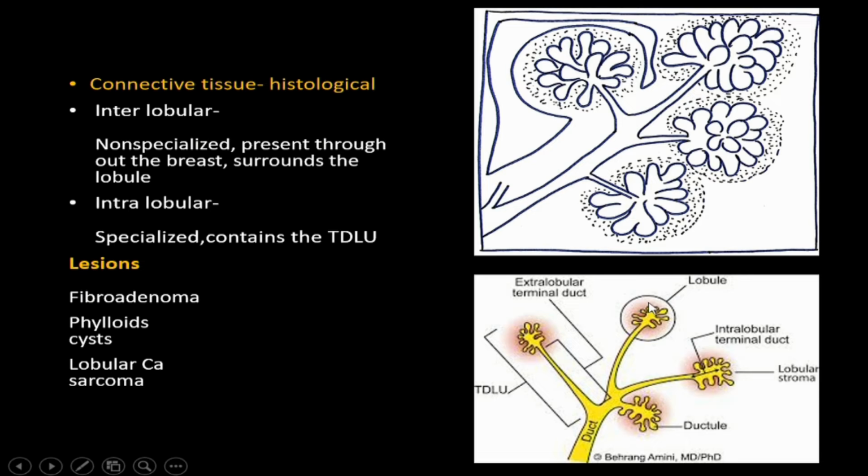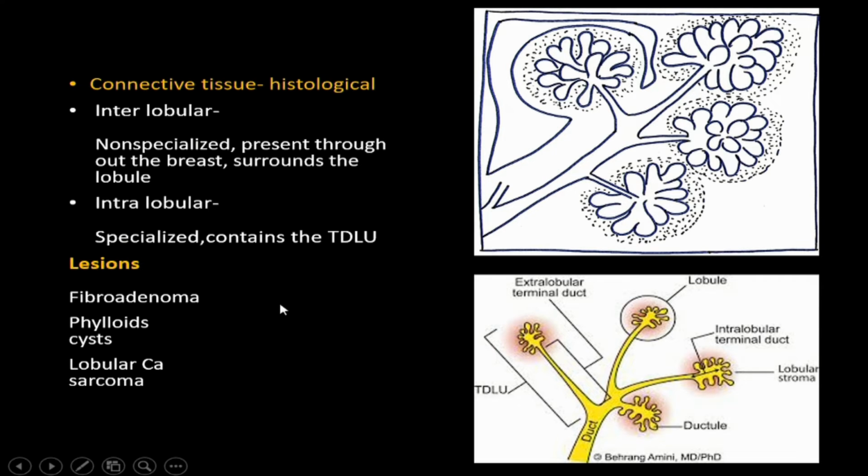So this is a special type of connective tissue which harbors the very important unit of breast structure, that is the TDLU, the terminal duct lobular unit. And the lesions, the majority of lesions, regardless of benign or malignant, occur in this intralobular parenchyma and this TDLU unit.